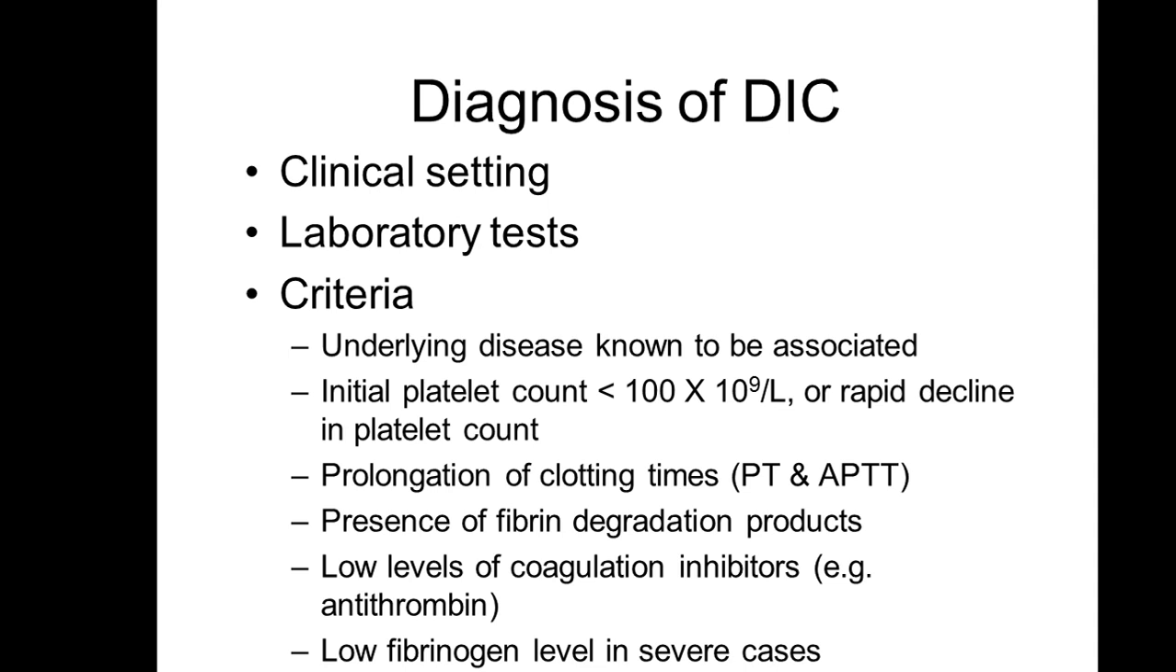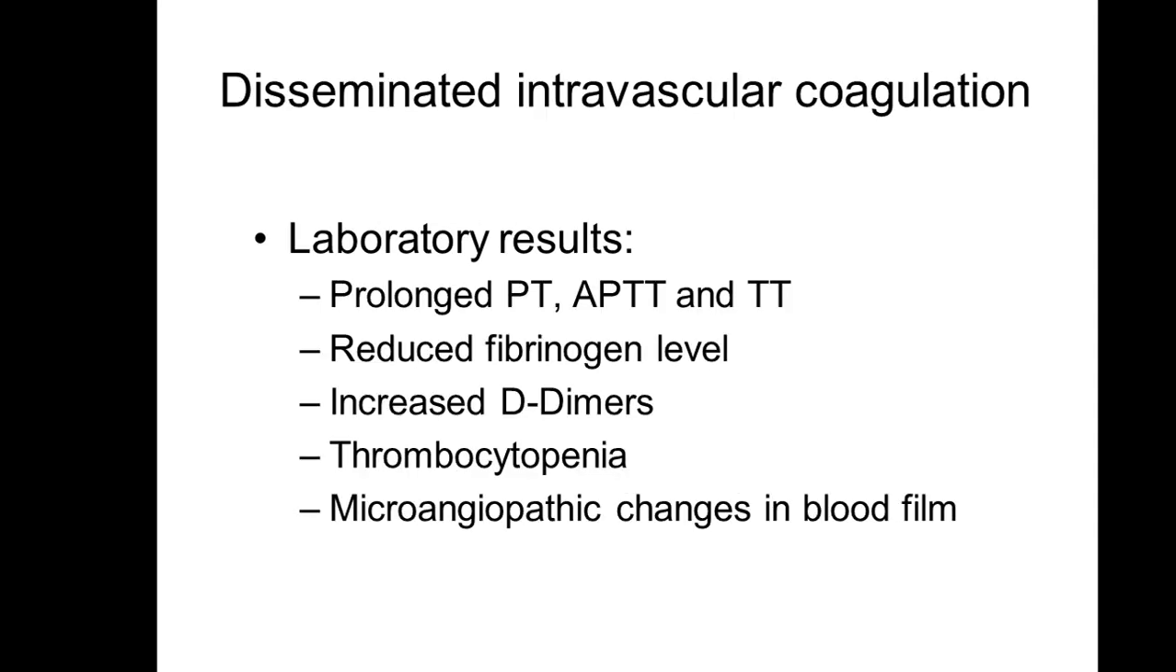Diagnosis of DIC: clinical setting, laboratory tests, and criteria. There is an underlying disease known to be associated, of course the most severe disorders; initial platelet count less than 100, or rapid decline in platelet count; prolongation of clotting time, prothrombin time, and activated partial thromboplastin time; presence of fibrin degradation products; low levels of coagulation inhibitors; and low fibrinogen level in severe cases. Laboratory results: prolonged PT, APTT, and TT, reduced fibrinogen level, increased D-dimers, thrombocytopenia, and microangiopathic changes in the blood film.